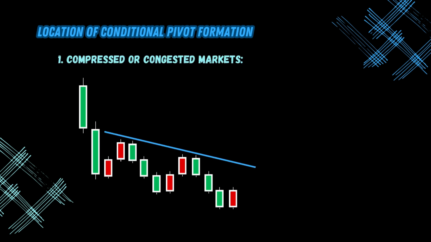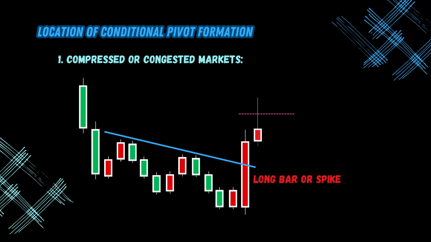1. Location of conditional pivot formation. To identify the optimal location for a conditional pivot, pay attention to the following 3 points. 1. Compressed or congested markets. When the market is in a compressed or congested state, and then breaks out of this zone with a long bar, conditional pivots often form after these long bars.